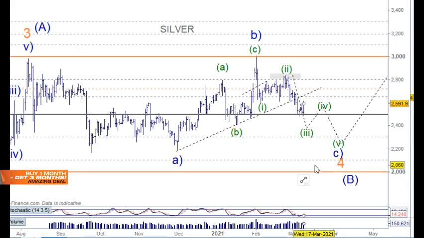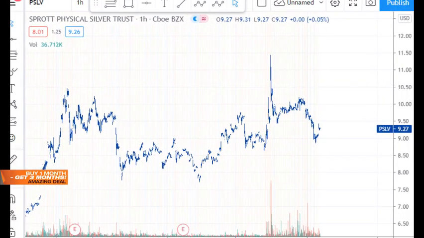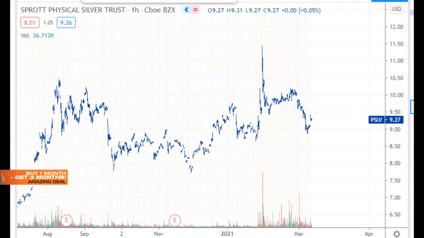But what about if gold has actually got a low in place and is going to push up from here? What would that mean for silver? How would we count this here? Well, I was looking at Sprott Physical Trust here. So it's got the same count here.